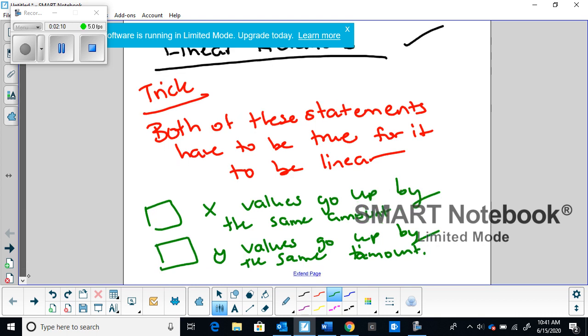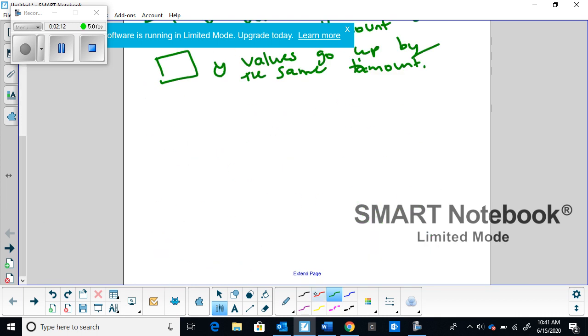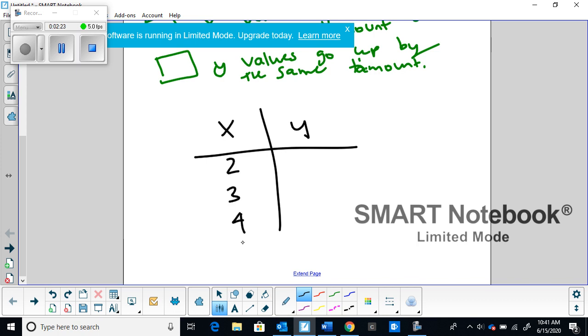So what I mean by that is, last week when we had a table of values, we had our x and we had our y value. Now let's say I put x as 2, 3, 4, 5, and my y value is 7, 13, 19, and 25.